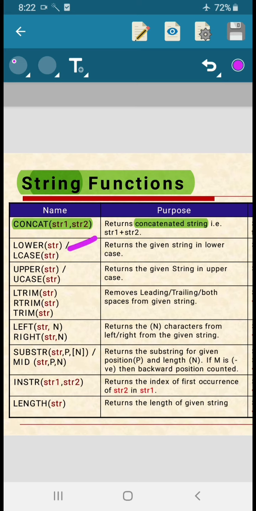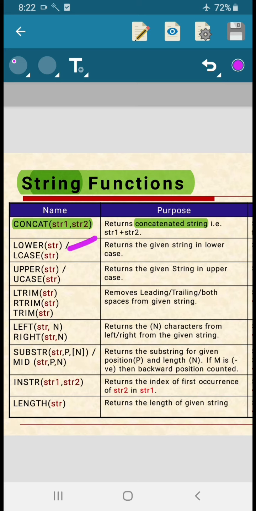Upper turns small letters to capital letters, so the answer will be ABC in uppercase. Ucase also works similarly. Next one, LTRIM and RTRIM remove the space. If any space is there, it will be removed. LTRIM will remove the left side space, RTRIM will remove the right side space, and TRIM will remove both the left and right spaces, right?